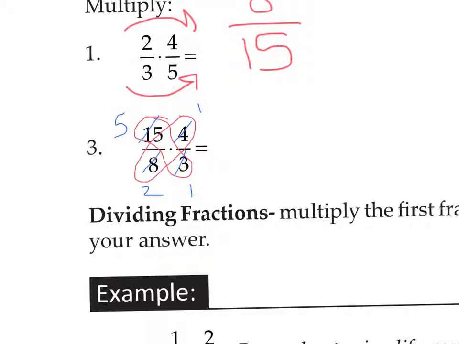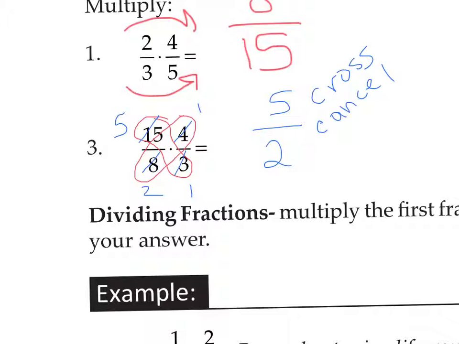5 times 1 is 5. 2 times 1 is 2. This is called cross-canceling. Maybe we should write it here. Cross-cancel. It's just reducing before you multiply. If you don't like doing it, it's okay to multiply and then reduce the traditional way at the end. I think this is a little bit easier because you're dealing with smaller numbers when you reduce.